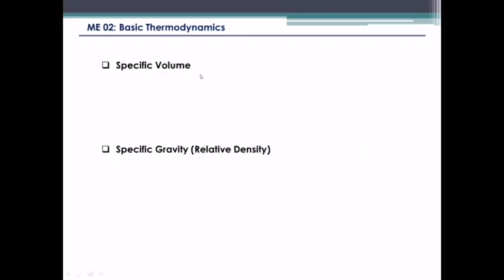Next is the specific volume, denoted by small v. Specific volume is the volume per unit mass. As you can see, it is the opposite ratio of density. Density is mass over the volume, while specific volume is volume per unit mass. So actually, specific volume is the reciprocal of density.